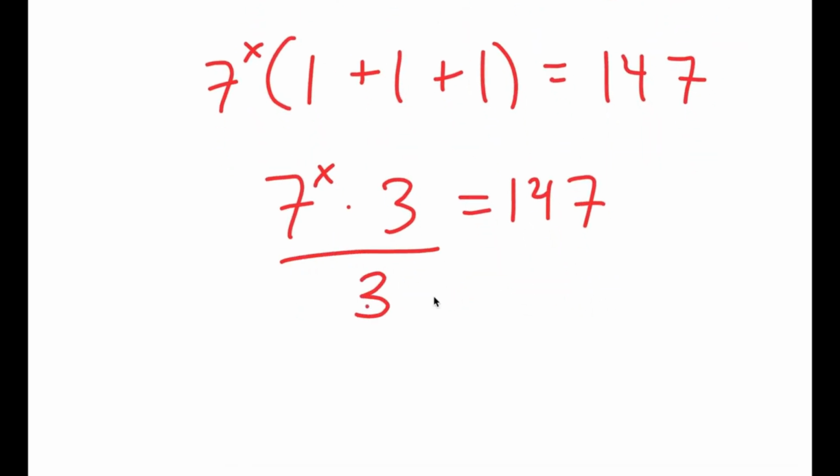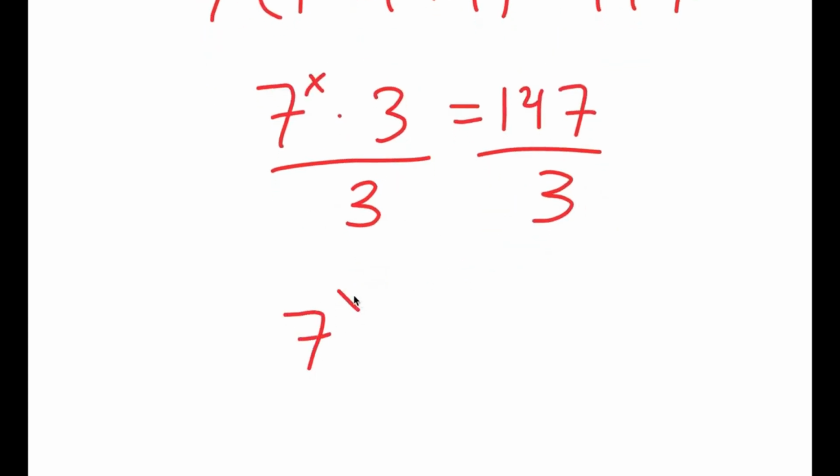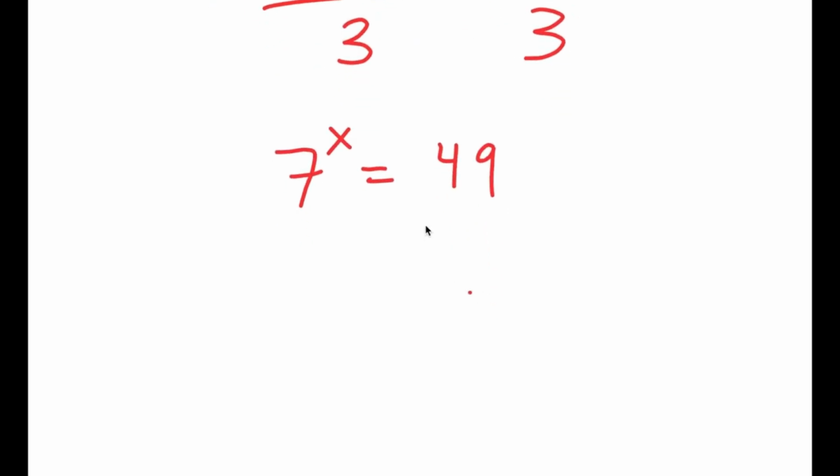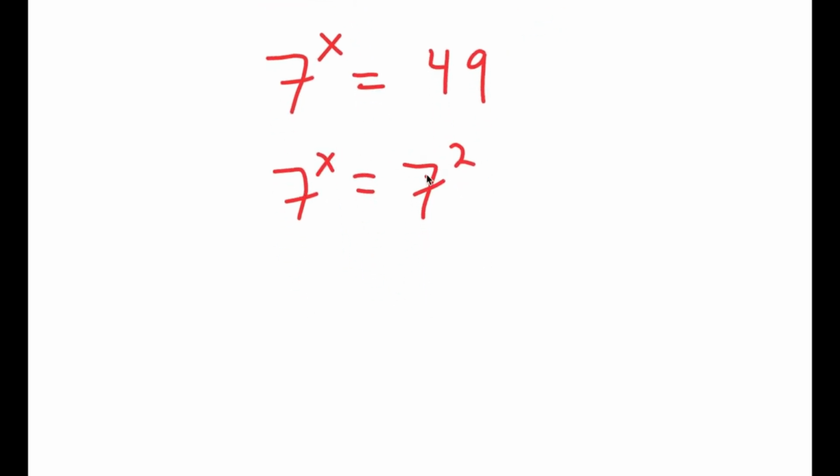Now from here, I'm going to divide both sides by 3. So 7 to the power of x is equal to 147 divided by 3, which is going to equal 45, sorry, not 45, 49. So I get 7 to the power of x is equal to 49, and 49 is equal to 7 squared. So I have 7 to the power of x is equal to 7 to the power of 2, meaning x is equal to 2.